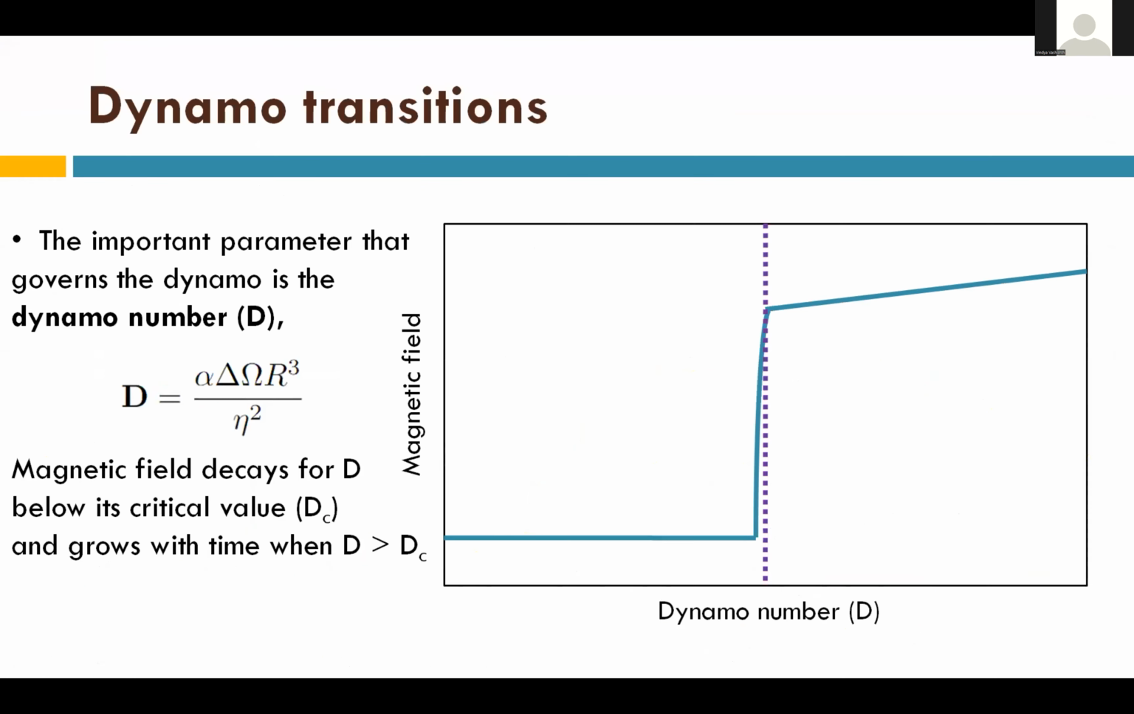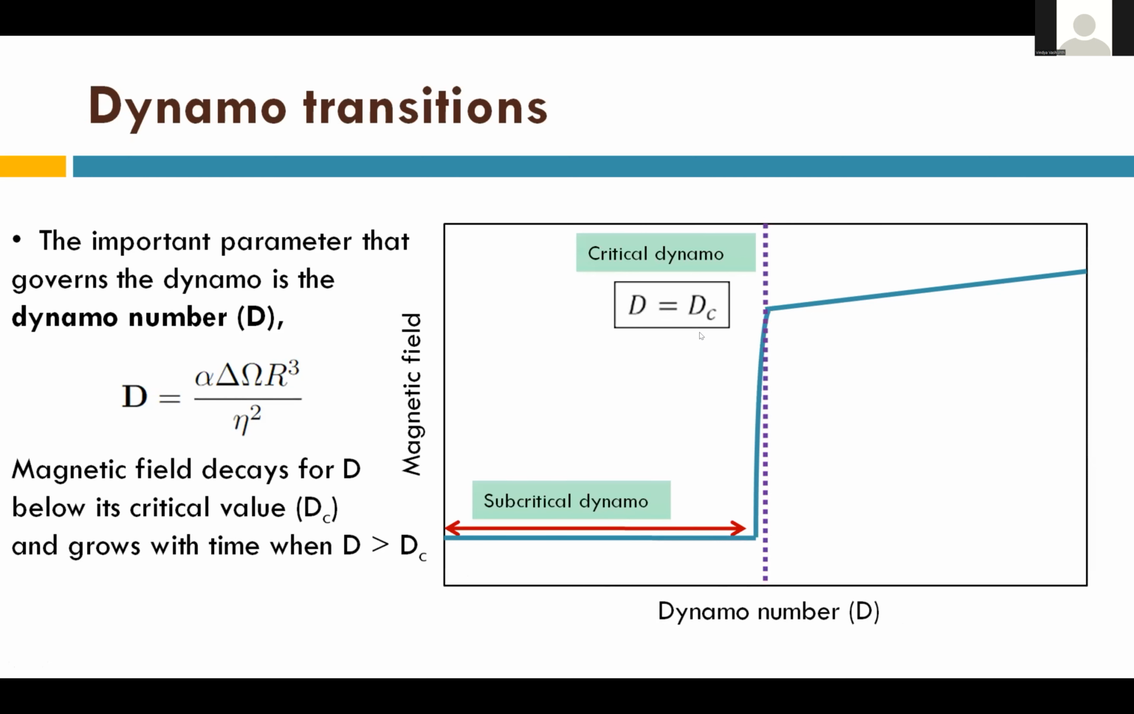Now, the important parameter that governs the dynamo is called the dynamo number, which is given by alpha delta omega R cubed by eta squared, in which alpha is a measure of helicity, delta omega is the angular velocity difference, R is the radius, and eta is the turbulent magnetic diffusivity. Now we need to understand the trend of dynamo number with the magnetic field strength. As I've shown in the figure, this is a cartoon diagram of the relation between dynamo number and the magnetic field strength. As you can see, there's a transition region, which is called the critical dynamo number.